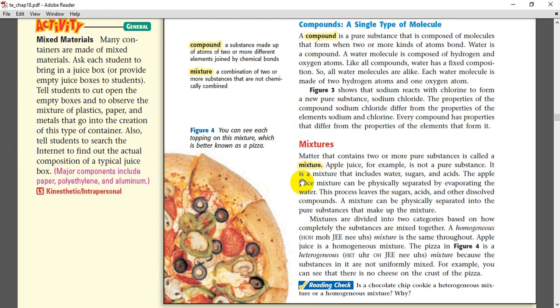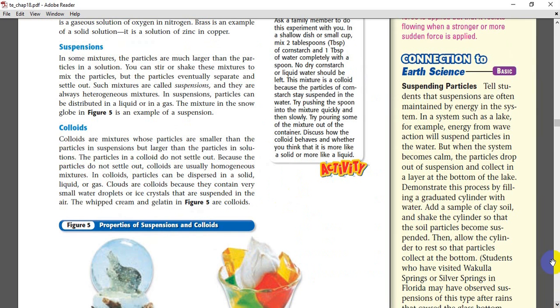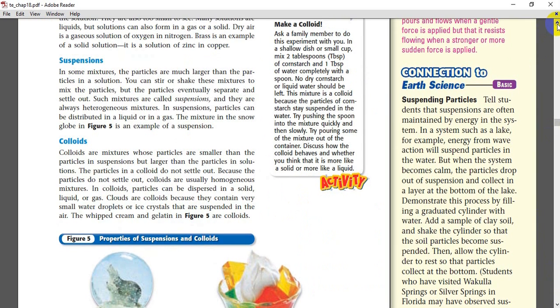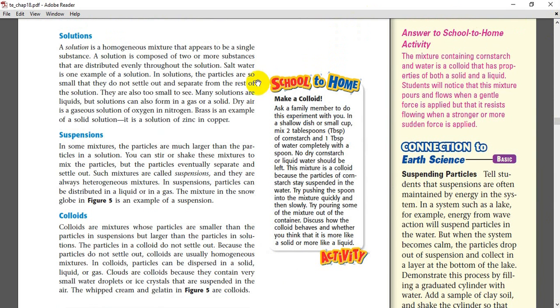So we have here examples for mixtures such as pizza, apple juice, water and sugar. They all are examples of mixtures. We have the two types of mixture, homogeneous mixture and heterogeneous mixture. We have three main types of mixtures. We have solutions, suspensions, and colloids.